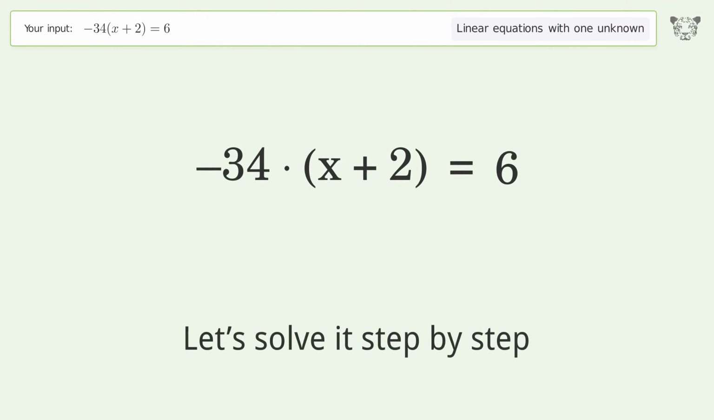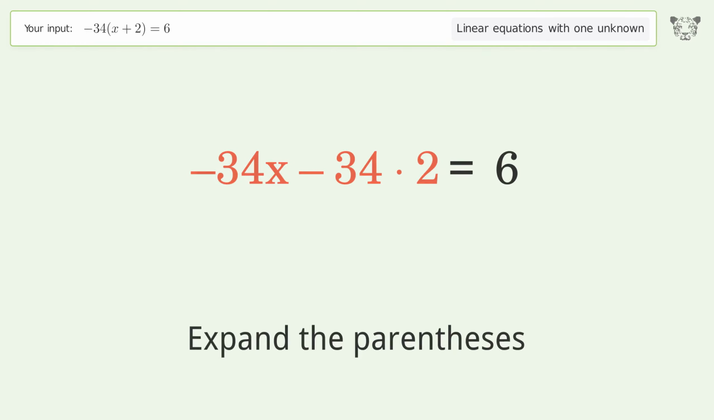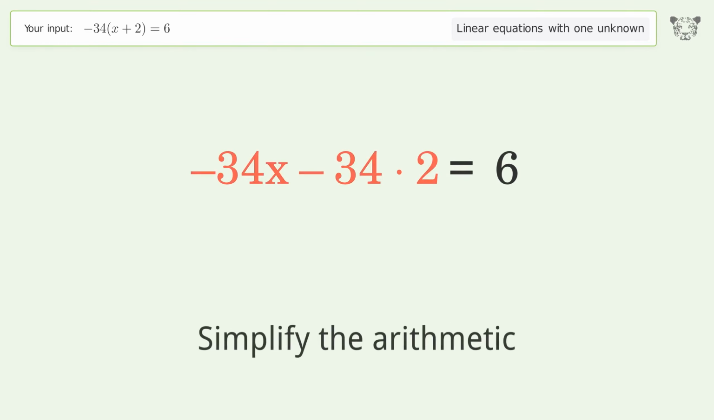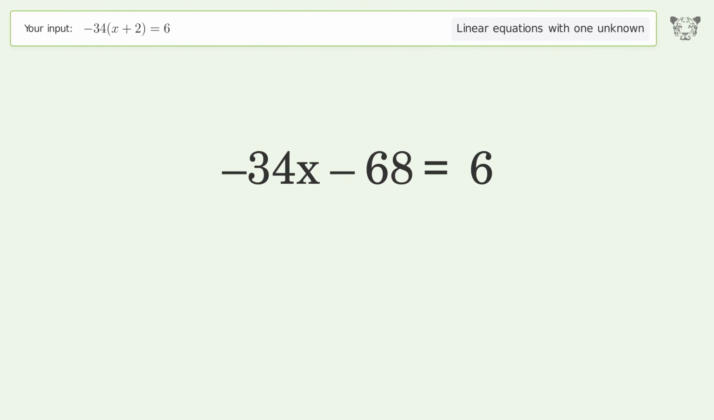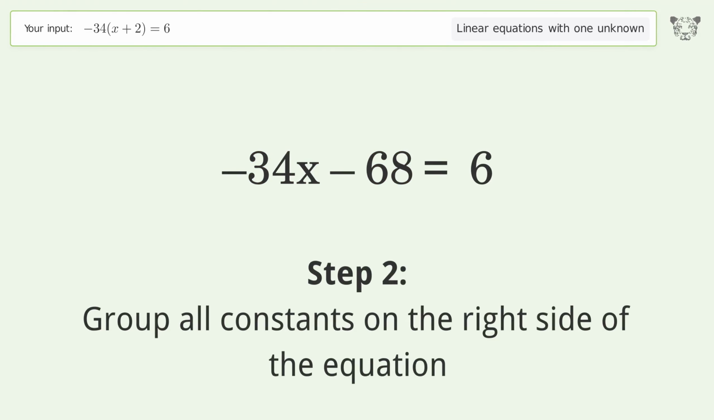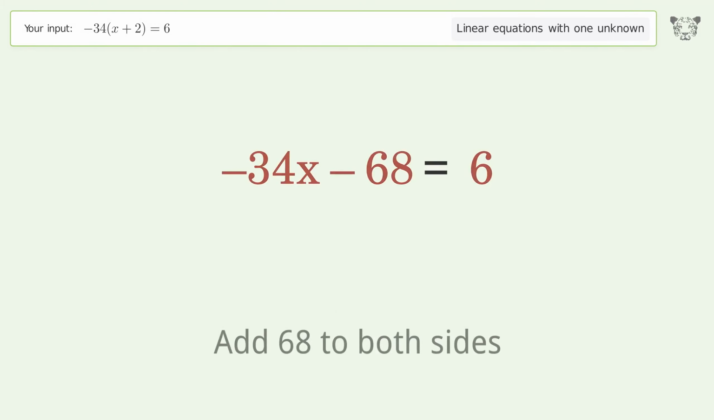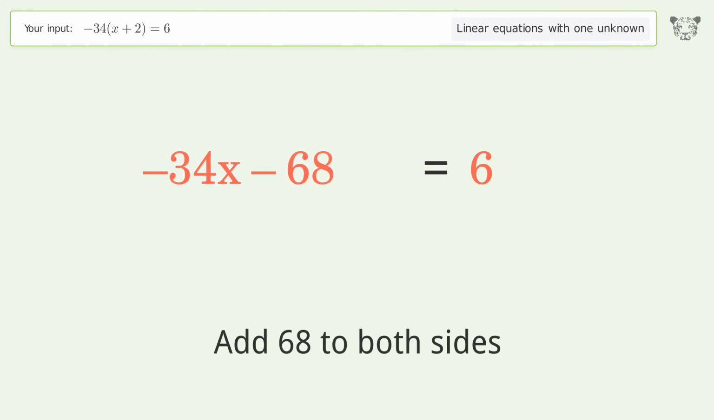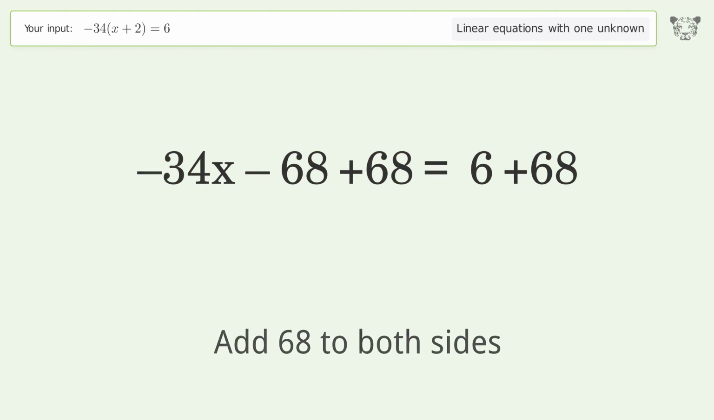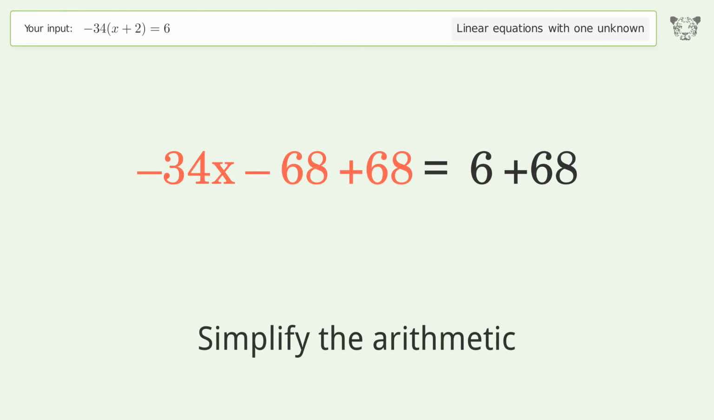Simplify the expression. Expand the parentheses. Simplify the arithmetic. Group all constants on the right side of the equation. Add 68 to both sides. Simplify the arithmetic.